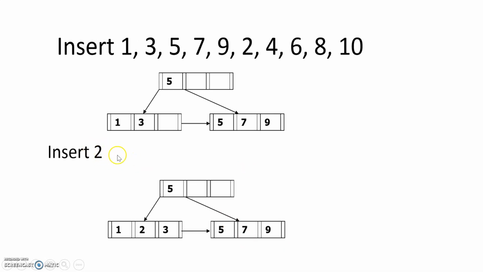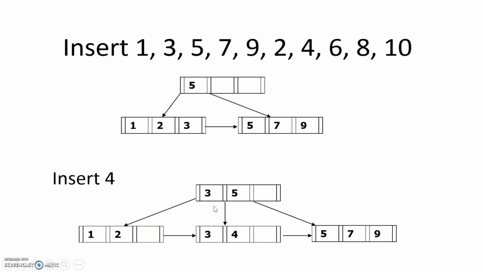Next, I'm going to insert 2. Since 2 is less than 5, it will come here. The order will be 1, 2, and 3 because in a B plus tree, the keys are arranged in a particular order. So the keys will be 1, 2, and 3. No splitting. Now I'm inserting 4.